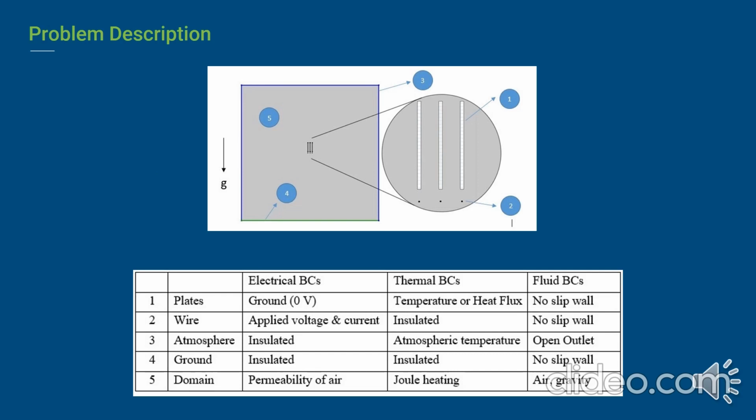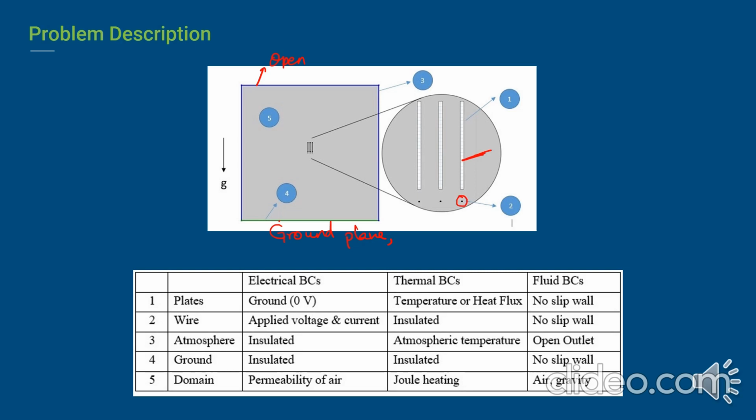This is the main geometry of our problem. This is a zoomed out version of our problem in which this blue boundary is open to atmosphere. This green is the ground plane. Towards the center is our main ionic blower, which consists of a ground electrode, which are these rectangles, and positively charged wires that are represented by these dots.